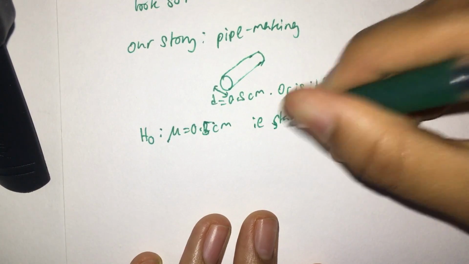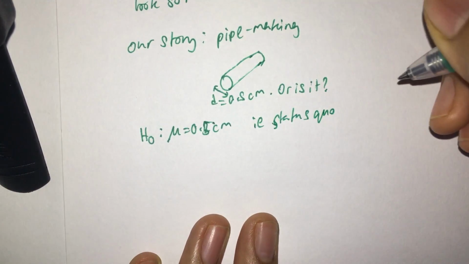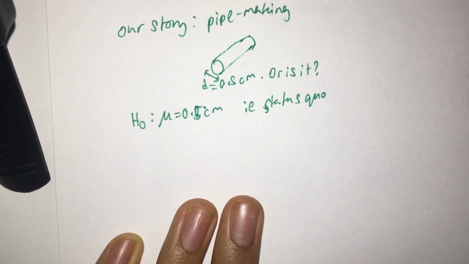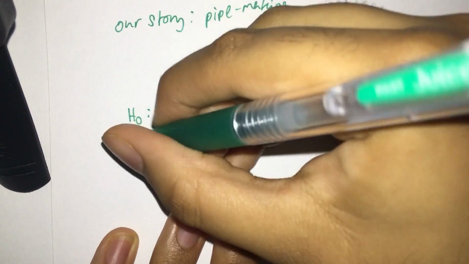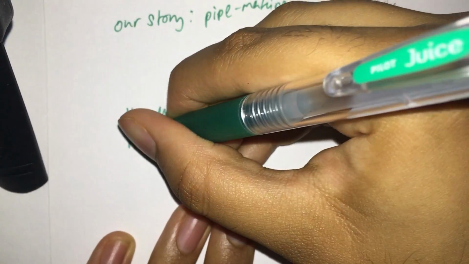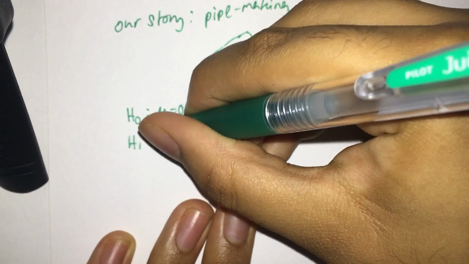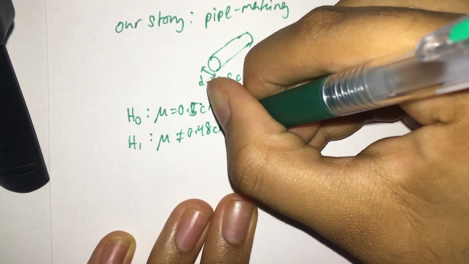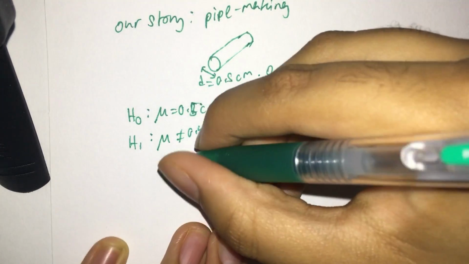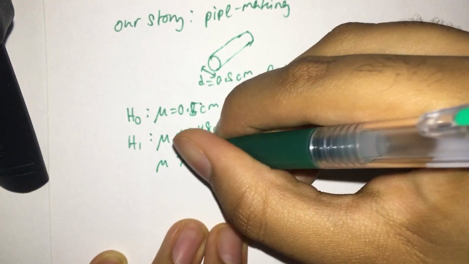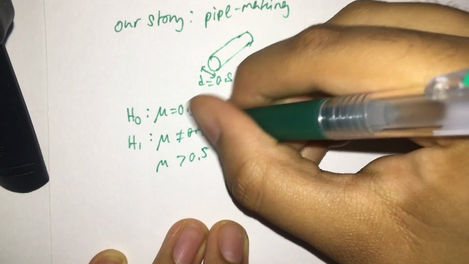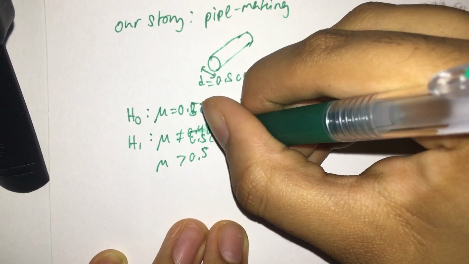Well, of course, your friend comes and says, hey, what if it's actually not 0.5 centimeters? The data could say otherwise. So this would be the alternative hypothesis. It's usually not equal to, but in certain contexts you can have greater than or less than 0.5 also. So how do you figure that out? Well, it's based on the question.